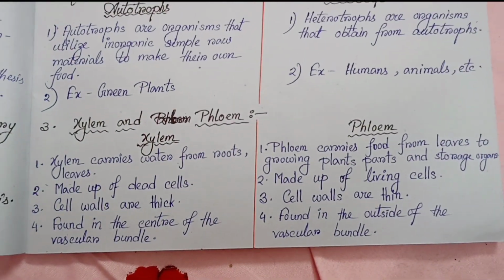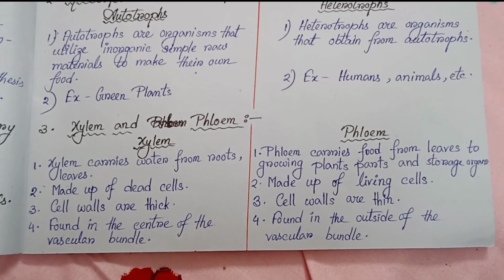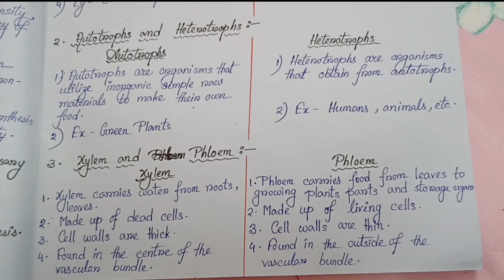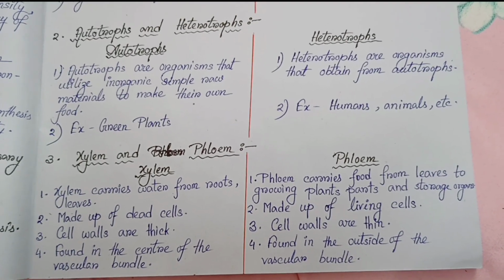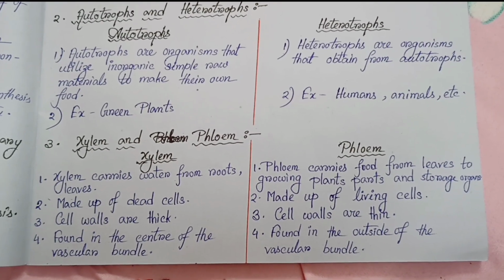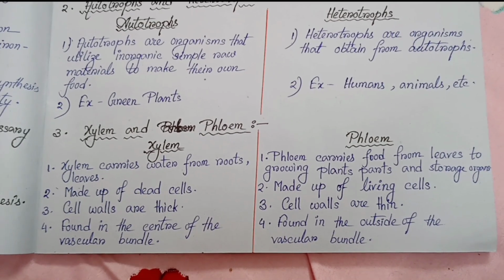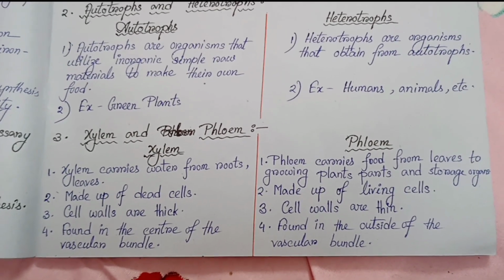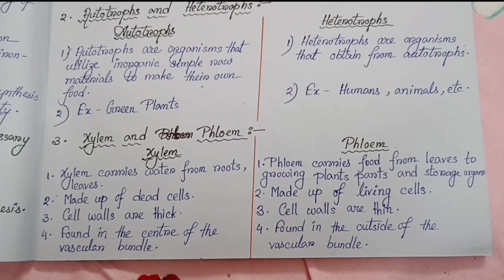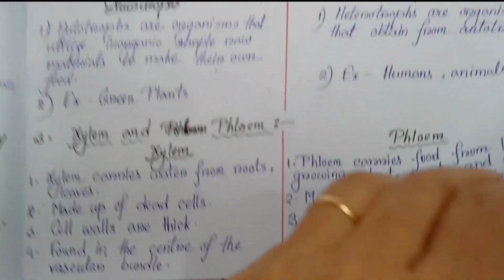Number 3, xylem and phloem. Number 1, xylem carries water from roots to leaves, and number 1, there phloem carries food from leaves to growing parts and storage organs. Number 2, here made up of dead cells, and there number 2, made up of living cells. Number 3, here cell walls are thick, and number 3, there cell walls are thin. Number 4, found in the center of the vascular bundle. Number 4, they are found on the outside of the vascular bundle.